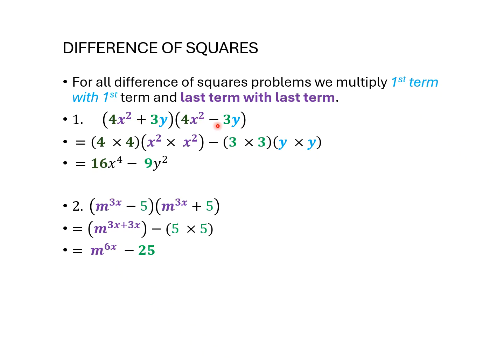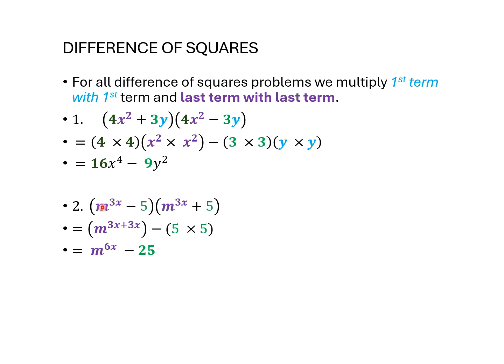So therefore, for multiplication, 4 times 4, x squared times x squared. Right? Positive times negative gives me negative. 3 times 3, y times y. 4 times 4 would give me 16. x squared times x squared, when we multiply and the bases are the same, we add the exponents, so 2 plus 2 gives me 4. Negative, we carry down. 3 times 3, we assume you know is 9. y times y gives me y squared. So therefore, that becomes 16x to the 4 minus 9y squared.